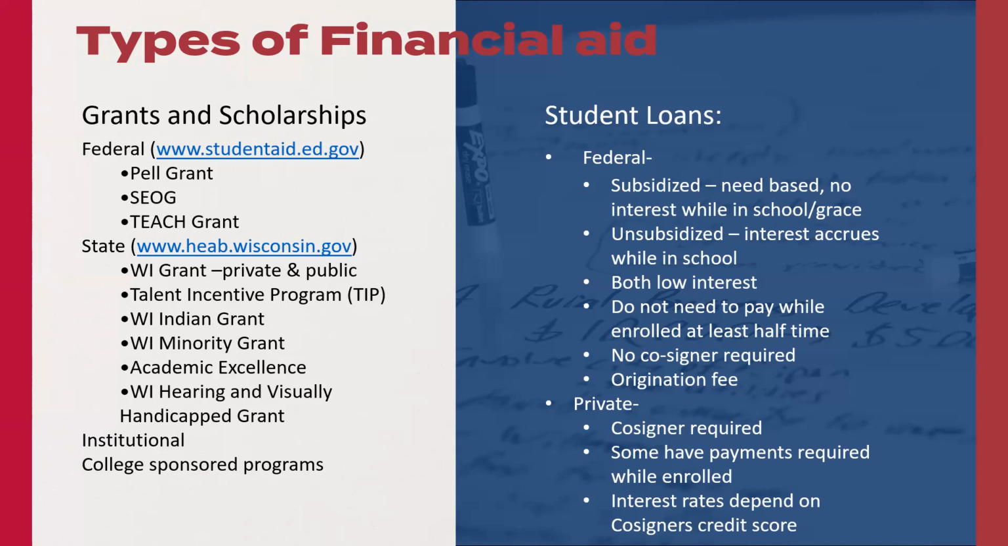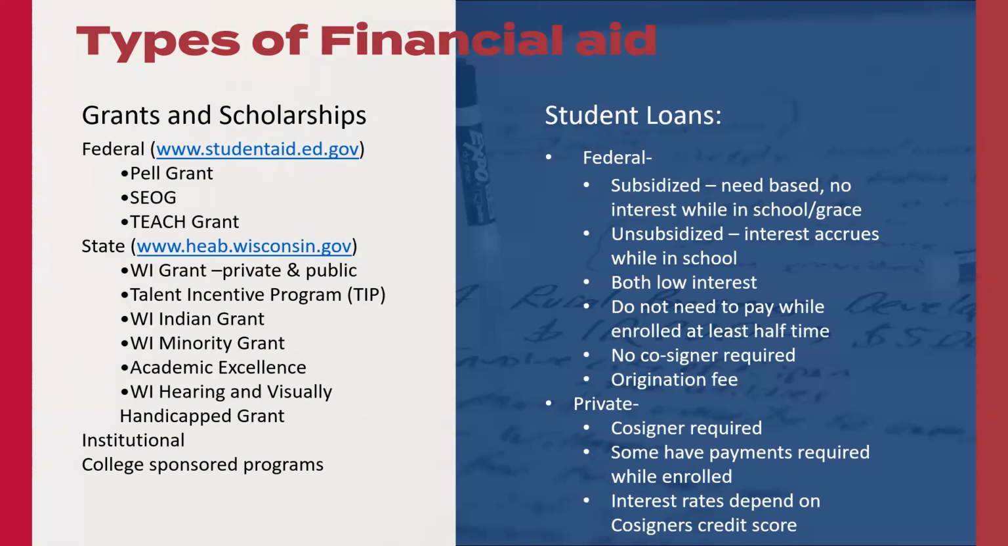Student loans are another type of financial aid, and by filling out the FAFSA, students will be eligible for federal student loans. Some of those loans could be subsidized or unsubsidized. Subsidized means that there was need, which allowed them to be eligible for the subsidized loan, which does not have interest while the student is enrolled in school. Unsubsidized loans, the interest does accrue while the student is in school. Both of these loans have low interest rates, do not need to be paid on while they're enrolled at least half time, although the student could make payments if they wanted to. And because they're a student loan, they do not need a cosigner.